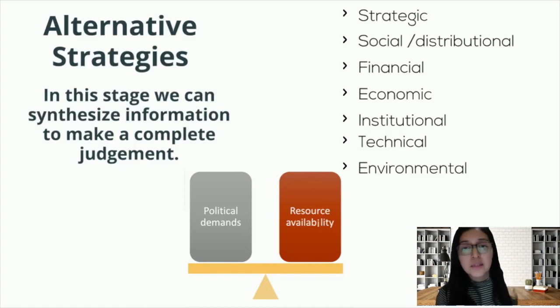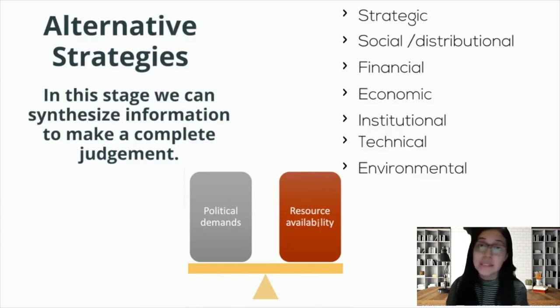And as you can see in the list, we have strategic, social, distributional, financial, economic, institutional, technical, and environmental criteria. According to those, you should be able to consider the relation to the alternative and classify those criteria as high or low, or extensive and limited.